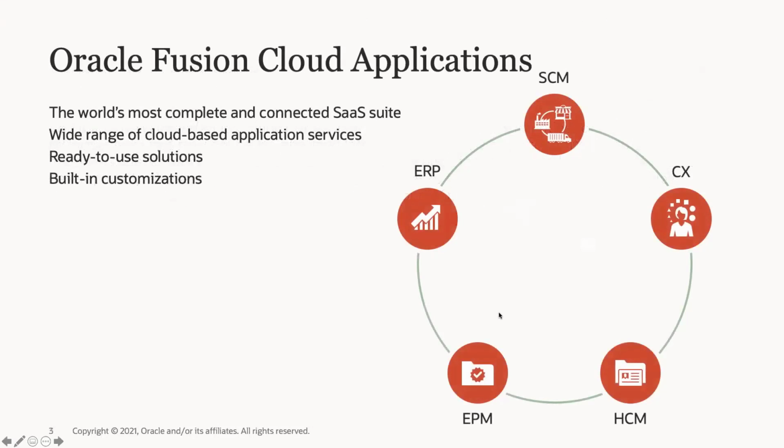But first, for those of you who might not know it, what do we mean by Oracle Cloud application? Or sometimes we call it Oracle SaaS, or sometimes we call it Oracle Fusion Cloud application. So those are basically a set of off-the-shelf applications that Oracle built and delivers to customers. This is actually the world's most complete and connected SaaS suite of applications. We're talking about applications that deal with human capital management, customer experience, HCM, ERP, EPM. All of those are modules in our application suite.